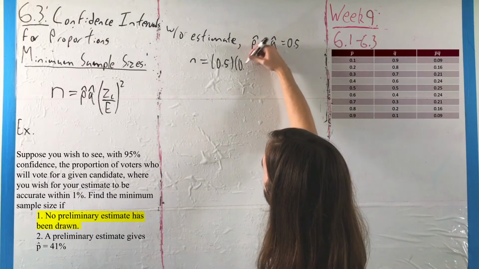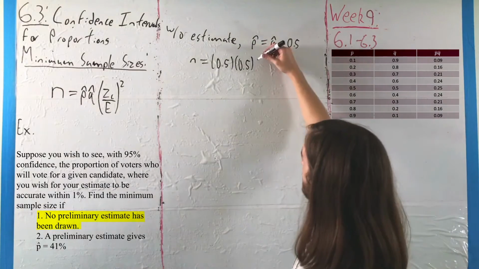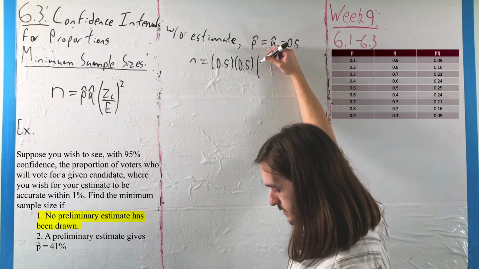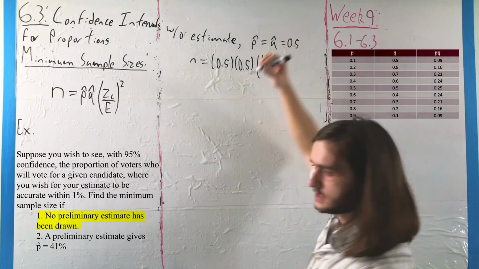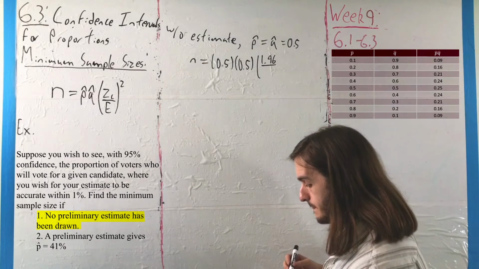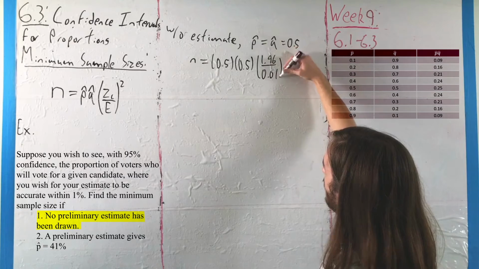So, if we want to get our value n, that's going to be p hat 0.5, q hat 0.5, where we are looking at a 95% confidence interval. So that 1.96 comes into play again. Like I said, 95% is very common.